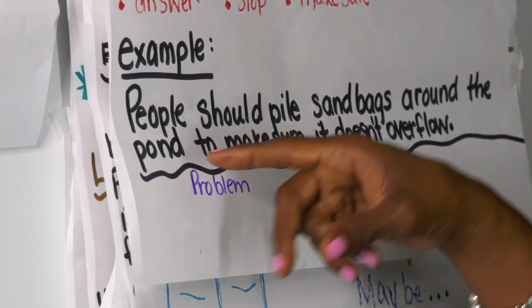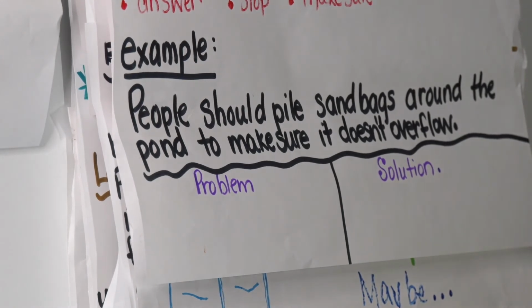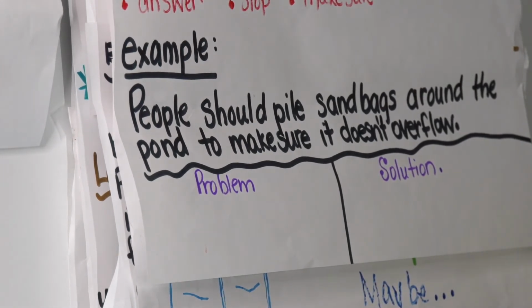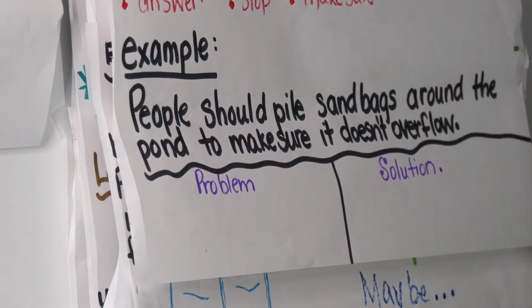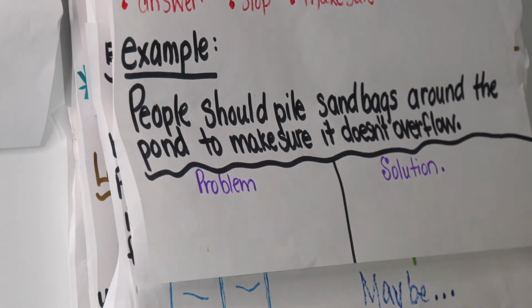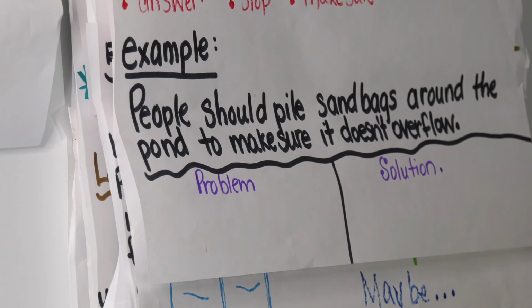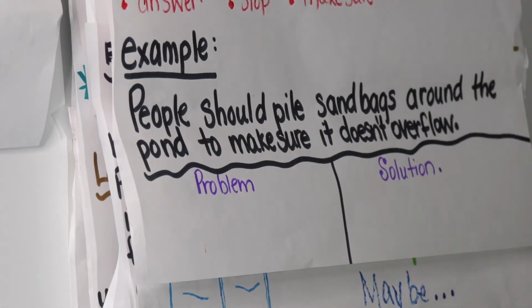Okay? You're going to go ahead and write the sentence. When you're done writing the sentence, give me a thumbs up, everybody. When you're done, I'm going to give you the step-by-step of what I need you to do. Okay, everybody's done? People should pile sandbags around the pond to make sure it doesn't overflow. So I said, now that you've written that sentence for me, go ahead and underline the problem. What is the problem in that short sentence right there? The problem is always the challenge. What could go wrong?